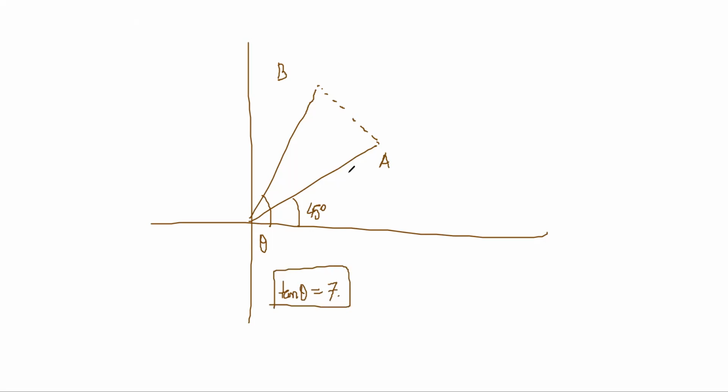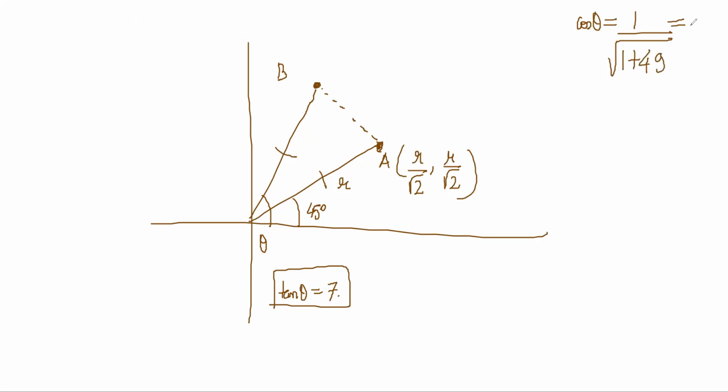What is the coordinate of this point? And this distance is equal to this distance. So let's call it R. What is the coordinate of this point? R cos 45. So this is R by root 2 and R by root 2, right? And what is the coordinate of this point? R cos theta. Cos theta will be 1 by sec theta, root over 1 plus 49, 1 by root 50. So this is R by root 50, and sine theta will be equal to 7 by root 50, I think, right?